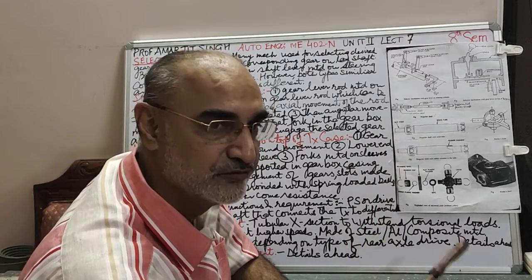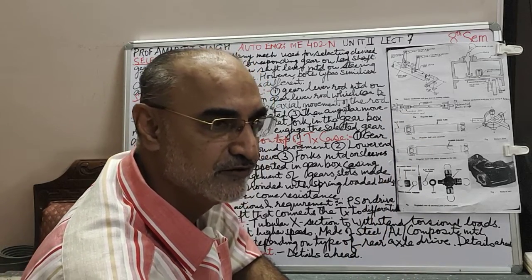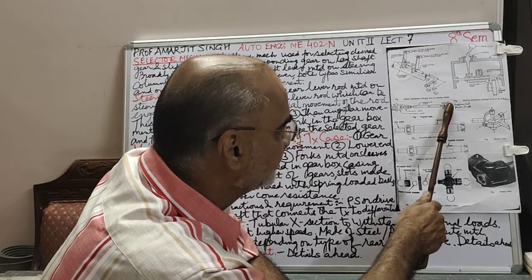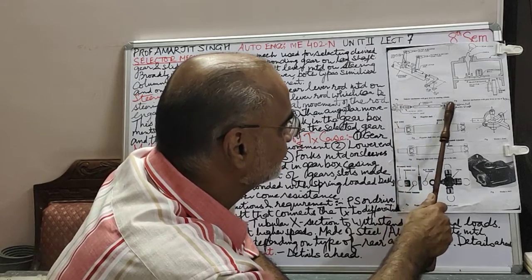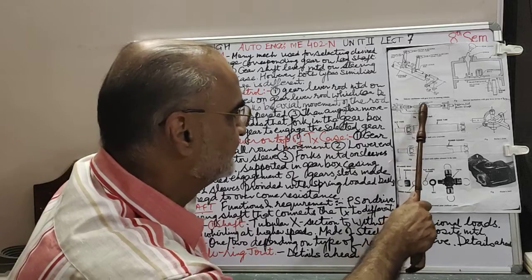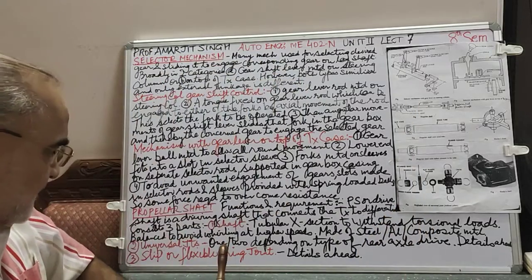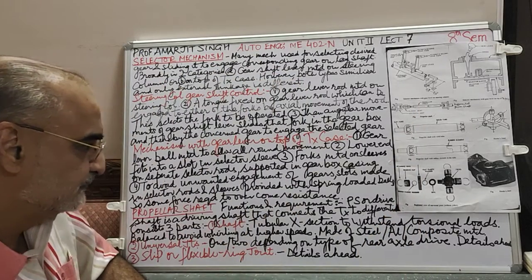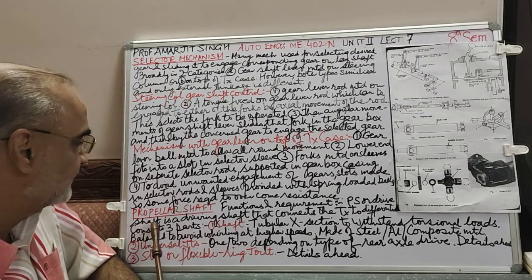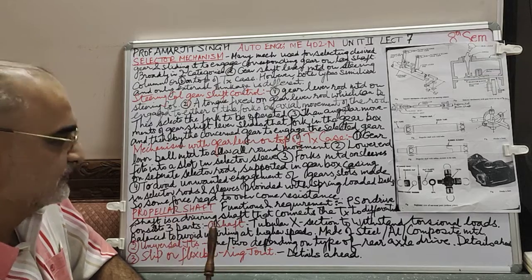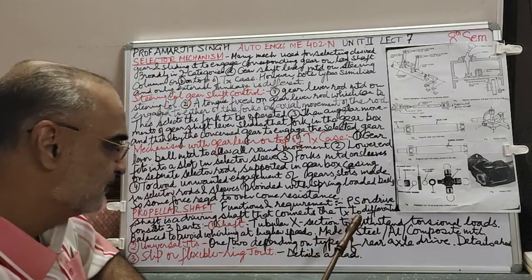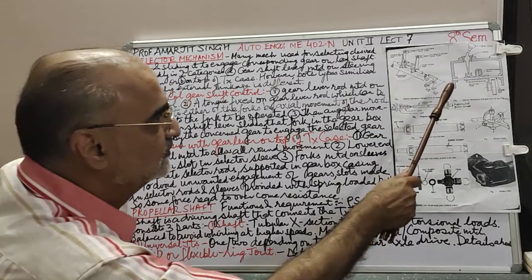What is the function of the final drive? It gives a reduction, and at this stage it is sufficient to know that these 1, 2, 3 shafts, and this is the propeller shaft in between. The functions and requirements: the propeller shaft, also called the drive shaft, is a driving shaft that connects the transmission to the differential.